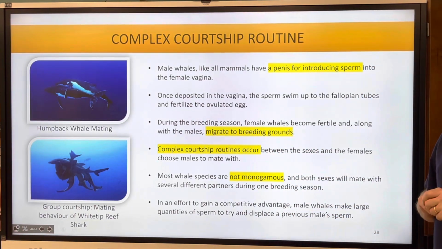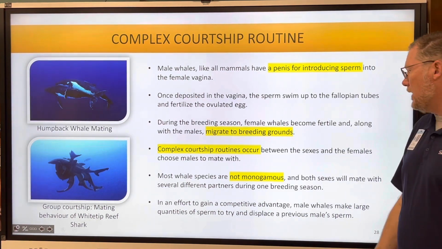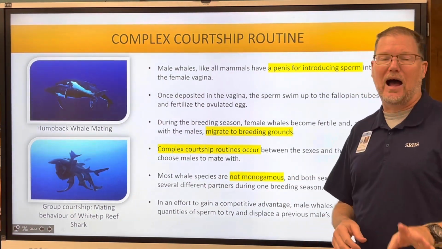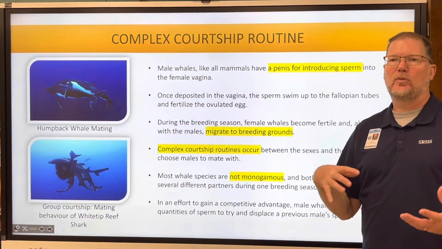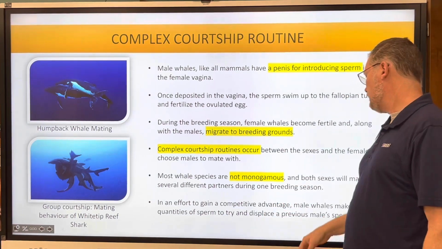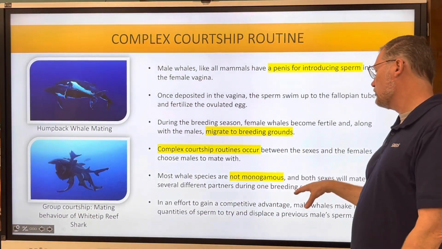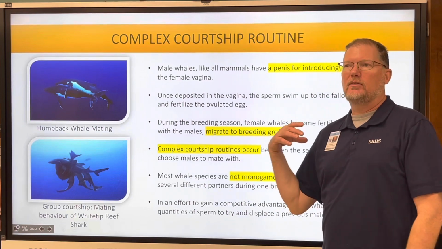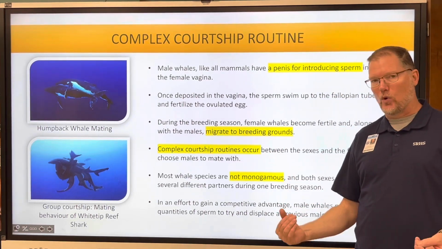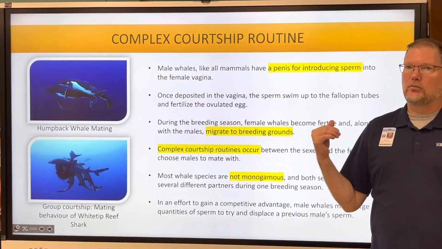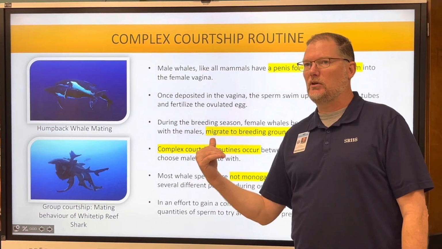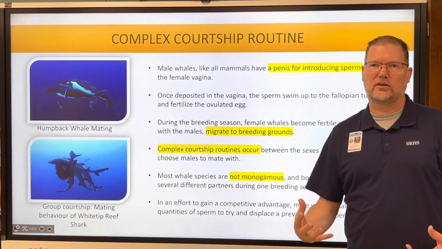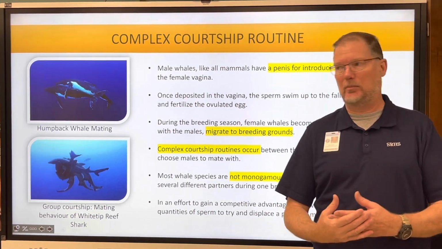Complex courtship between the sexes to choose which mate. And then most whale species are not monogamous. Mono meaning one mate, so they are not monogamous. And both sexes will mate with several different partners during one breeding season. And of course, we know that's probably to ensure the strongest sperm get to the eggs, and then it helps to ensure their chance that they're going to have a baby.